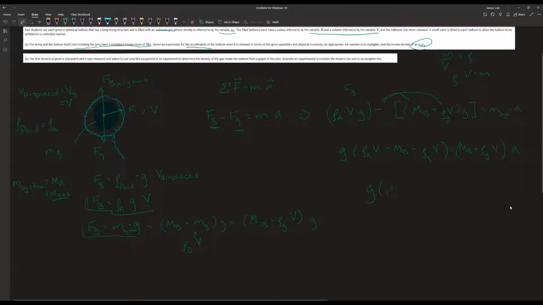And as long as we put down the correct ideas, for instance, here we could say (rho A minus rho G) times V minus the mass of the balloon, all over the mass of the balloon plus rho of the gas times V. We have our acceleration. Ta-da!